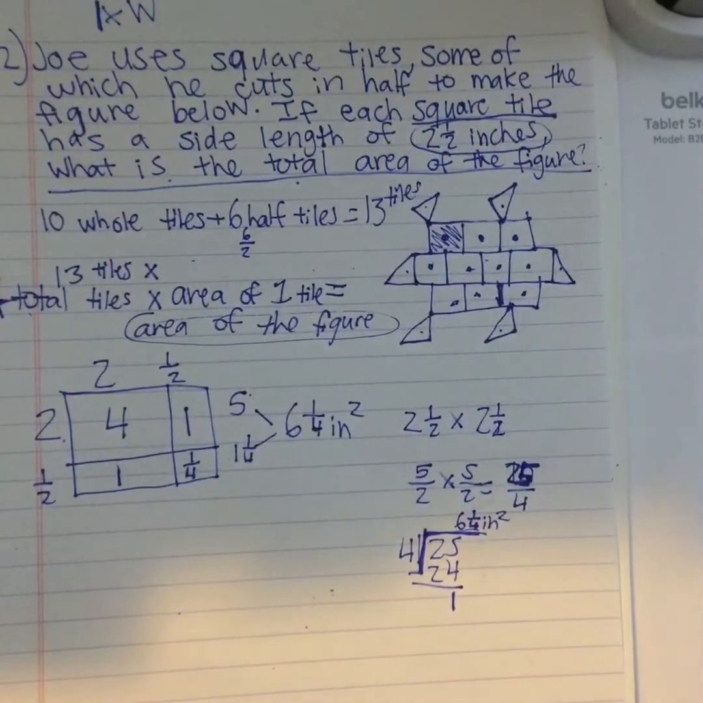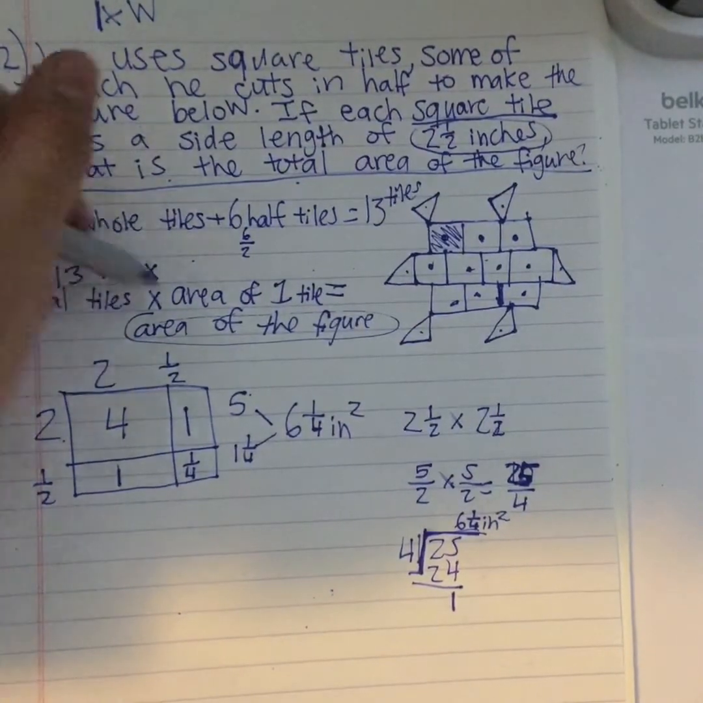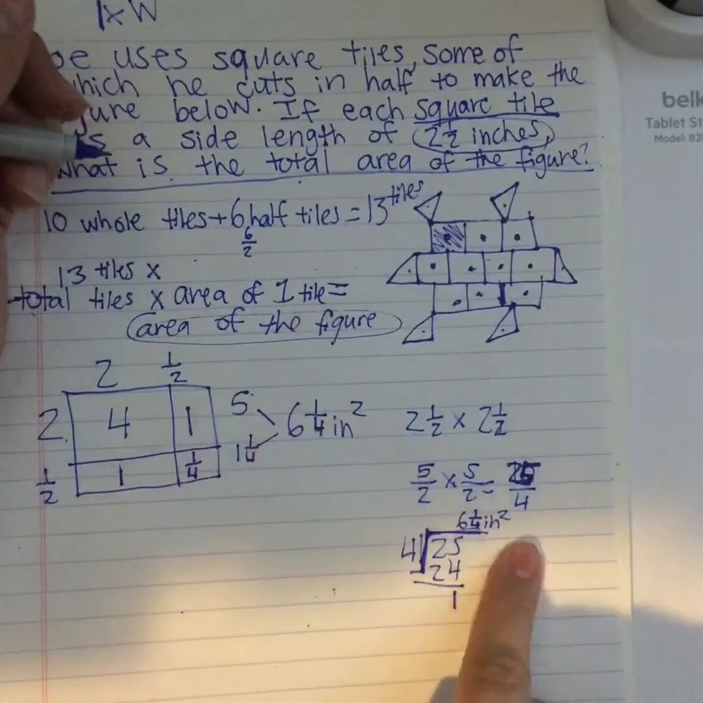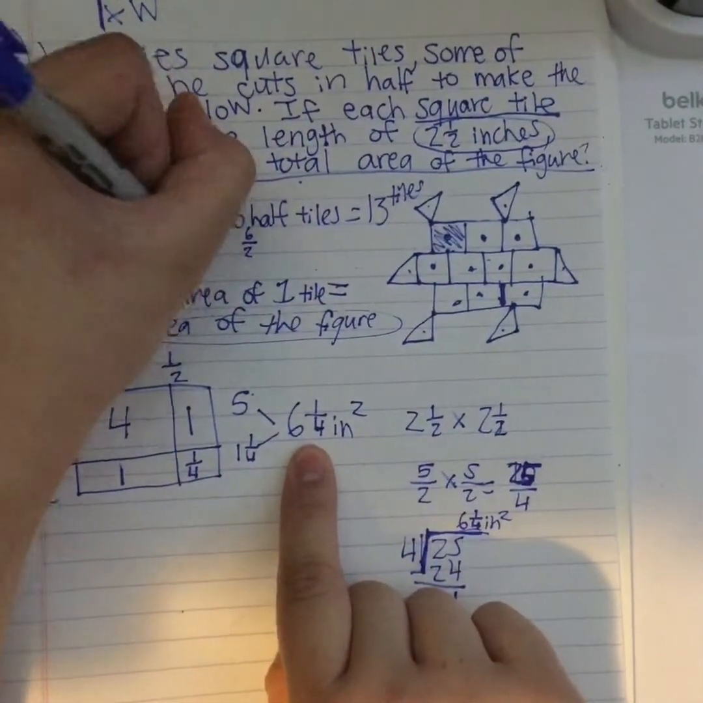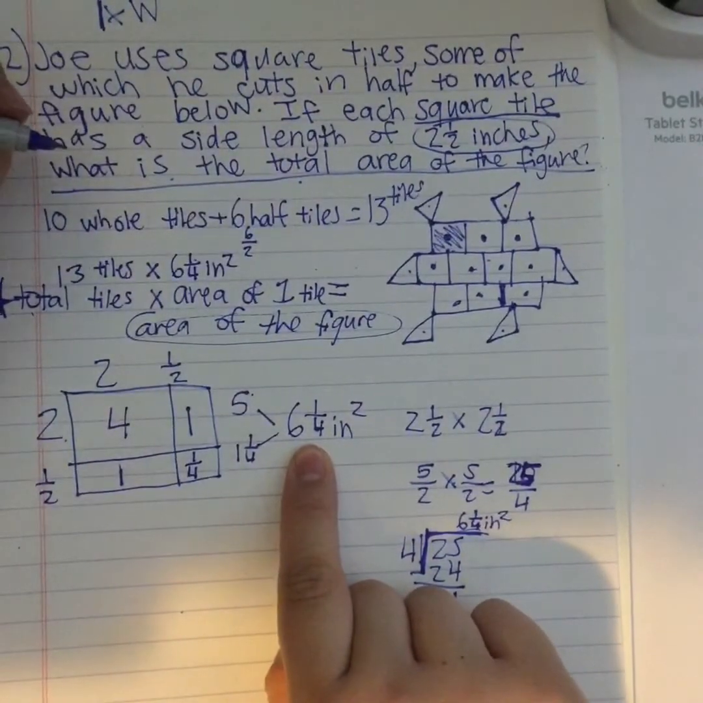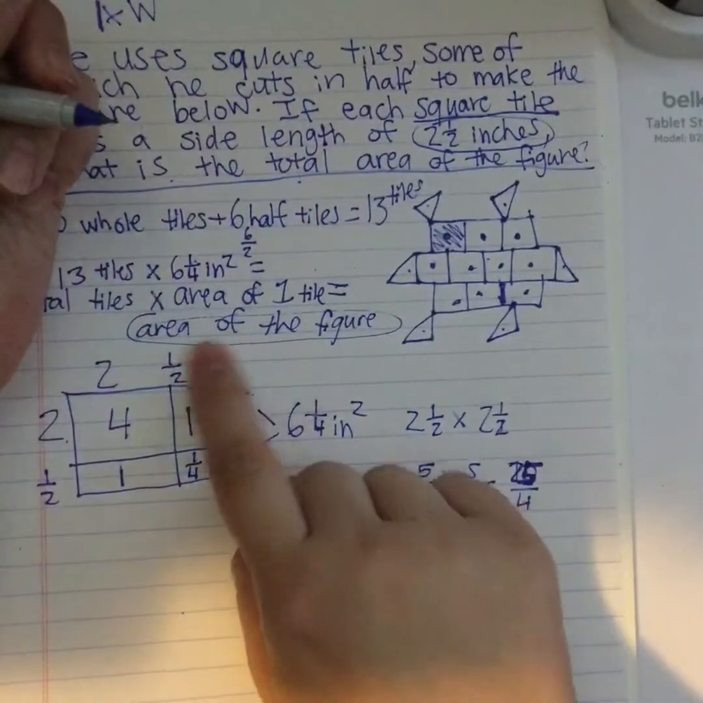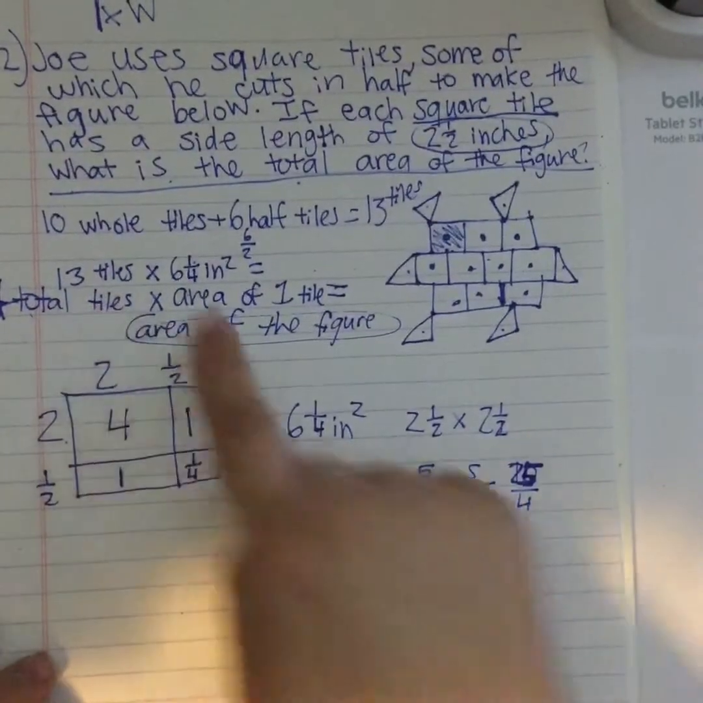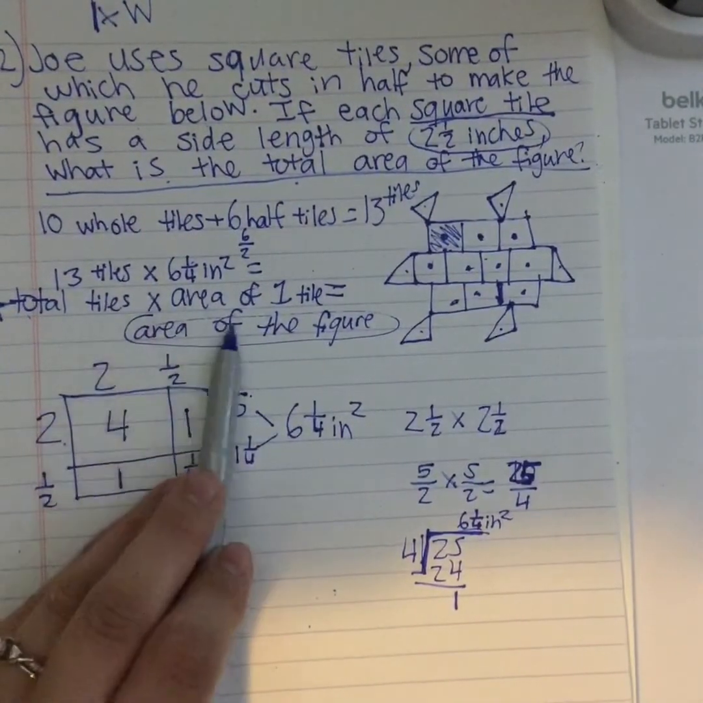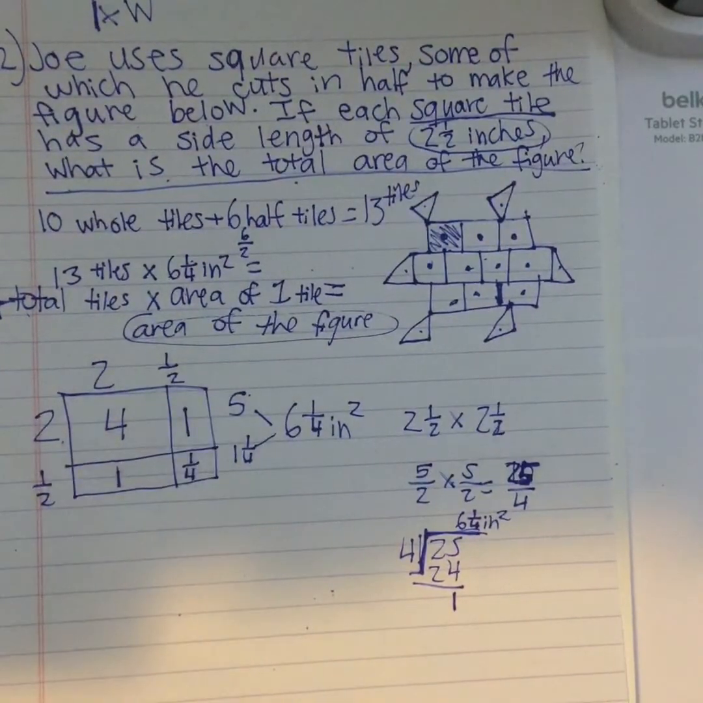Now that I have my area of one single tile, I can put it in my problem up here where it has area of one tile. That is 6 1/4 inches squared equals my area of my figure. So now I'm almost there. I just have 2 numbers that I have to work with. I have 13 times 6 1/4.